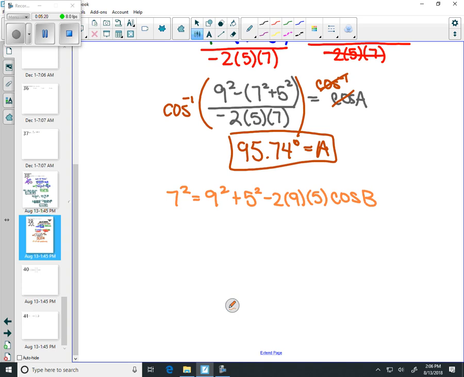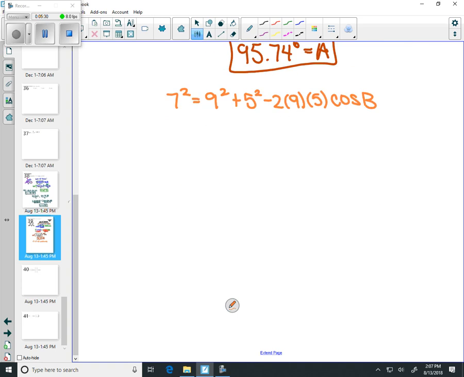Last time if the algebra was a little too much for you, this time you try it. Go ahead and pause the video, see if you can get B all by itself and put it into your calculator. Okay, hopefully you got those pieces moved over. The first thing I'm going to do is subtract 9 squared plus 5 squared to this other side. You can use those parentheses or you can do minus 9 minus 5 squared. Make sure you don't drop the negative in front of the 2.